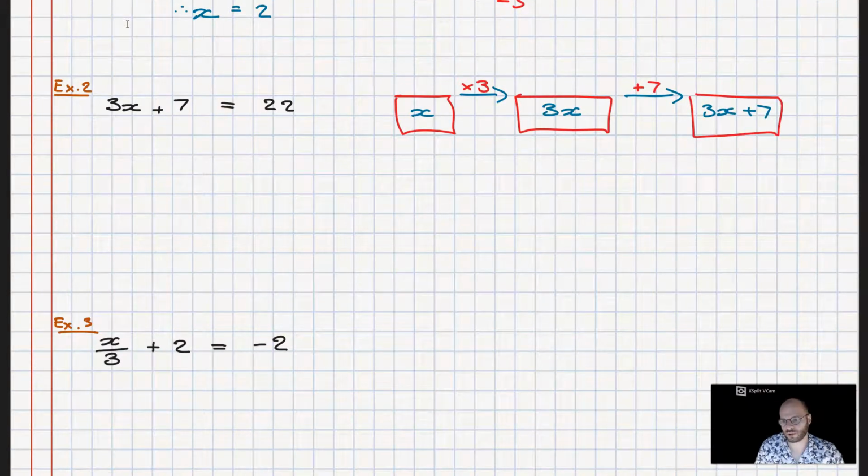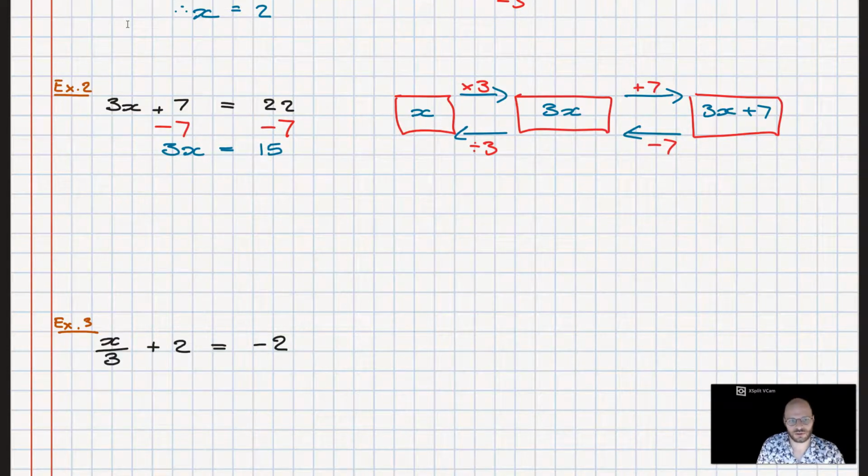Alright, now that we've built it, let's deconstruct it. So rather than adding 7, we're going to take 7. Rather than timesing by 3, we're going to divide by 3. Alright, starting from right to left on our flowchart, we're going to take 7, like so. Therefore we get 3x on the left-hand side, and we're going to get 15 on the right-hand side.